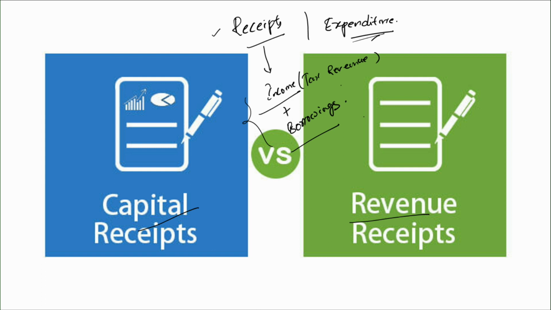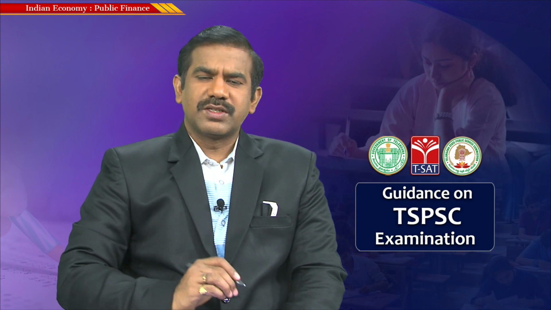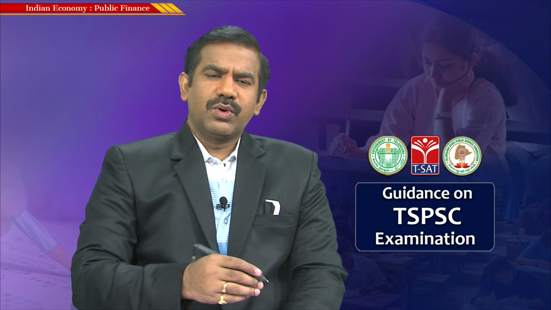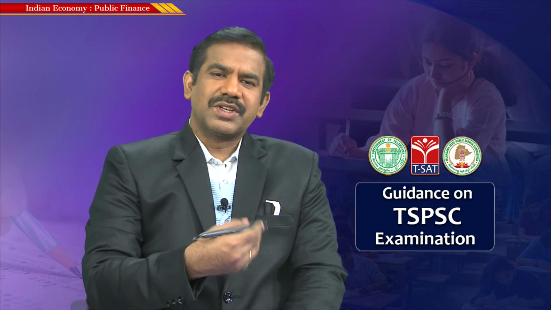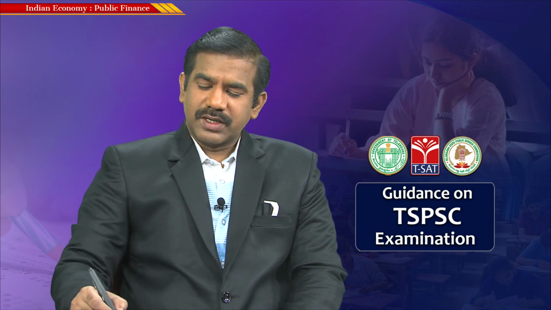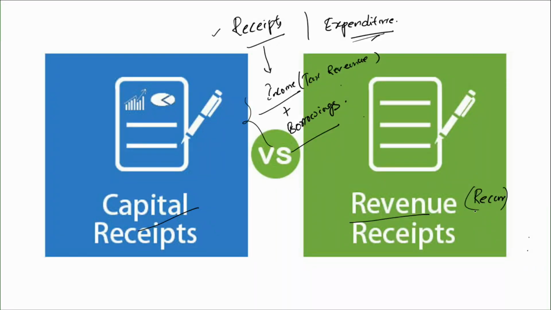Anything that recurs, anything that happens to repeat within a certain time period or time interval, we generally refer to as revenue receipts. Any such transaction which does not recur, does not repeat within a certain time period, we call capital receipts.